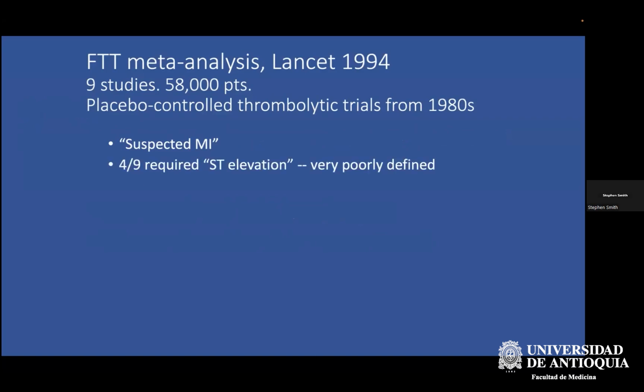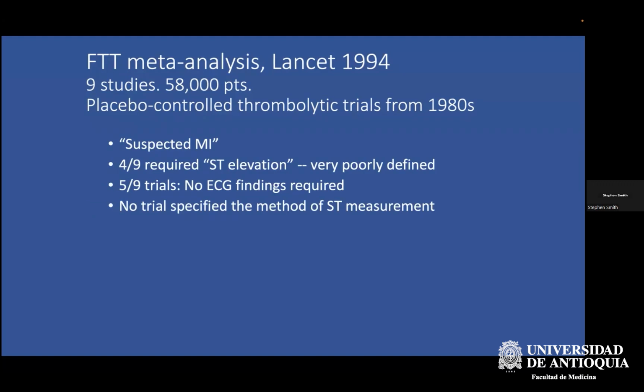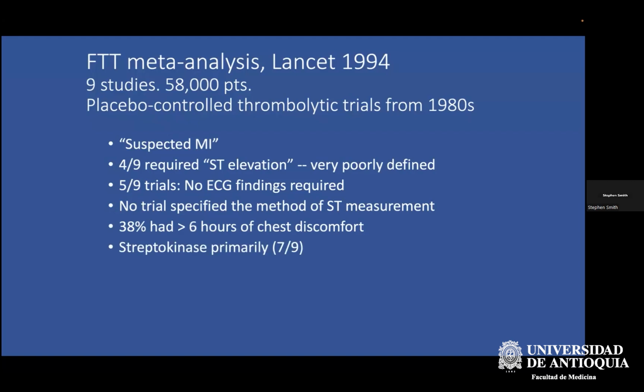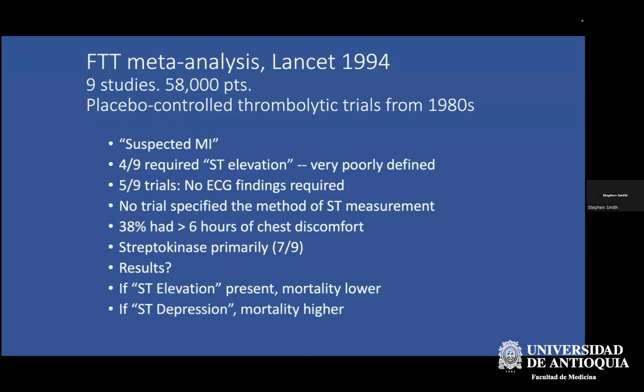Only 4 of 9 required ST elevation, and it was very poorly defined. 5 out of 9 trials did not require any ECG findings for enrollment. No trial specified the method of ST measurement. 38% had greater than 6 hours of chest discomfort. They used streptokinase in 7 out of 9 trials. Results? If ST elevation is present, mortality is lower. If ST depression, mortality is higher. If left bundle branch block, mortality is lower.